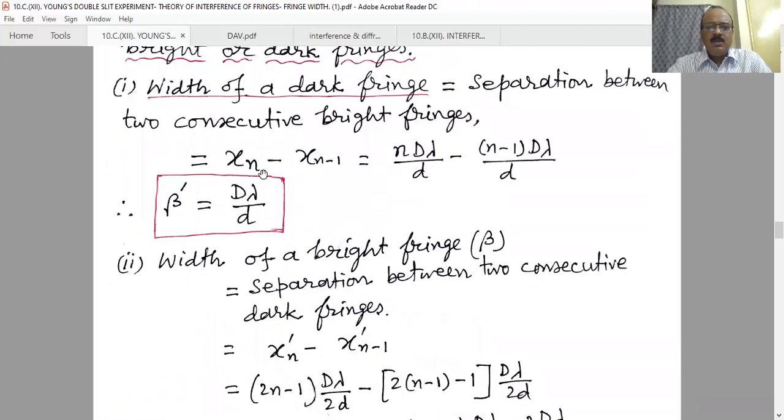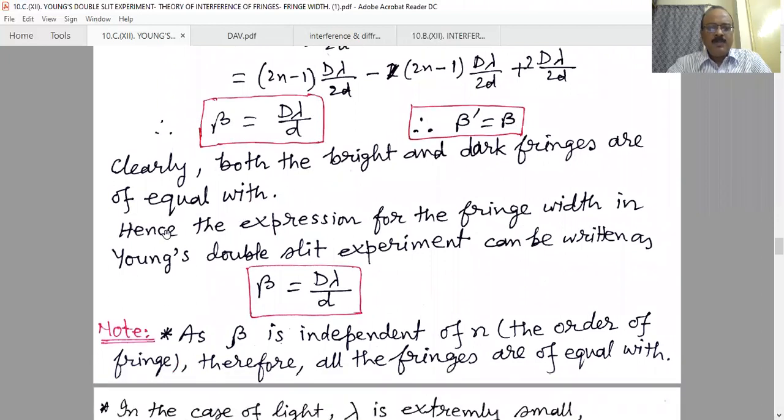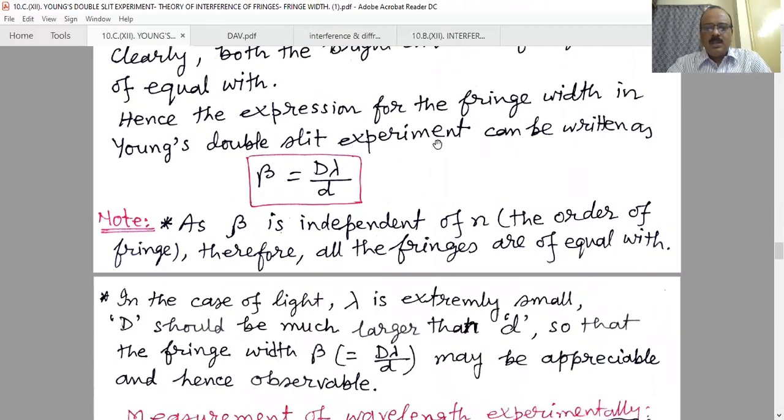And it is the distance between two successive maxima, that is Dλ/d. Hence, the expression for the fringe width in Young's double slit experiment can be written as β = Dλ/d, irrespective of the dark fringe or bright fringe. In this interference pattern, both dark and bright fringe widths are equal to each other.